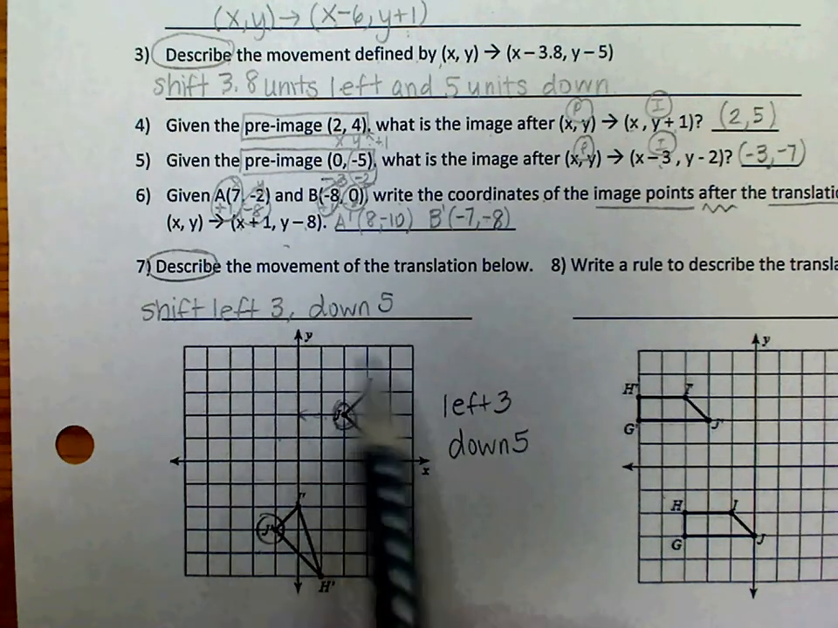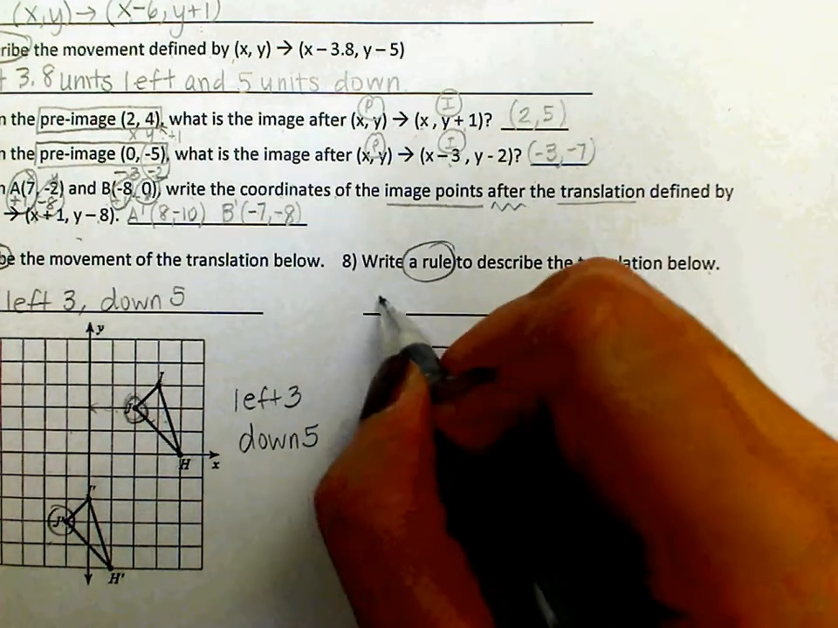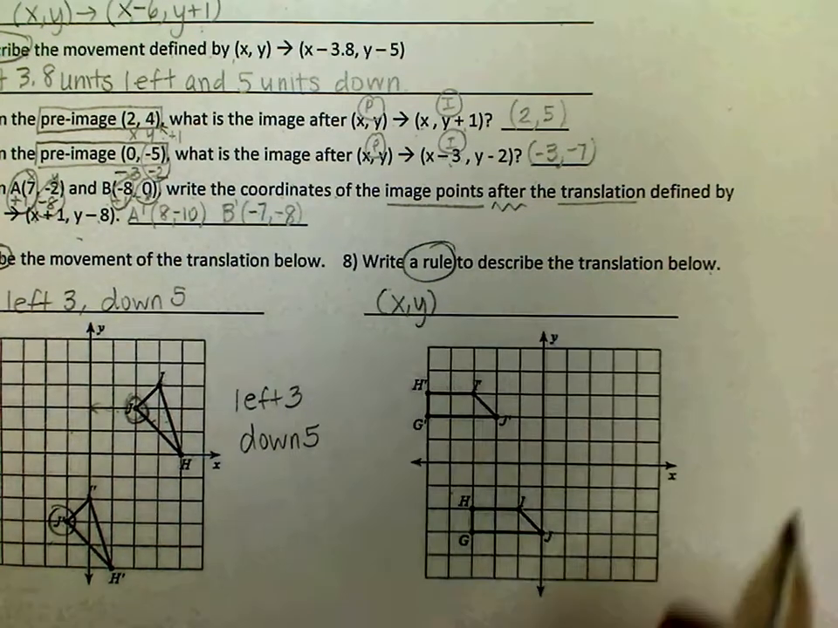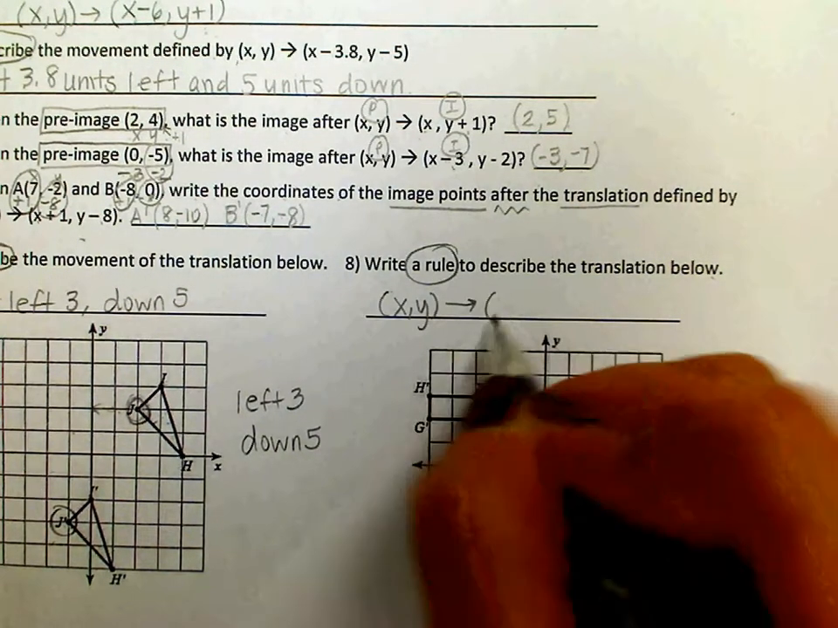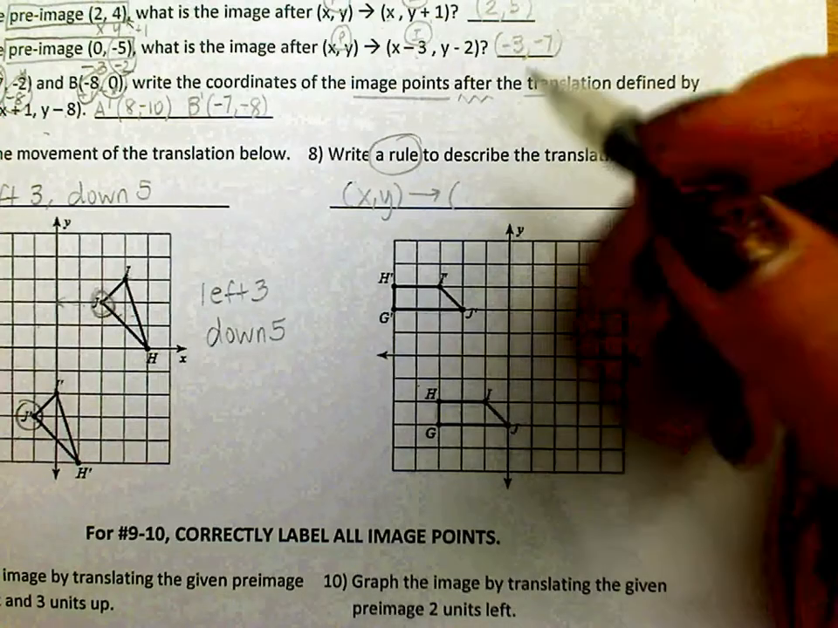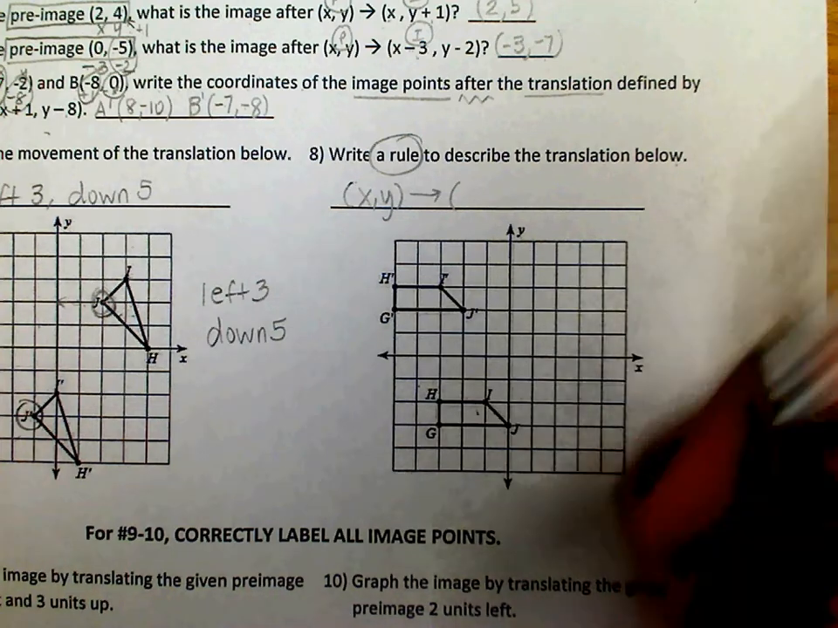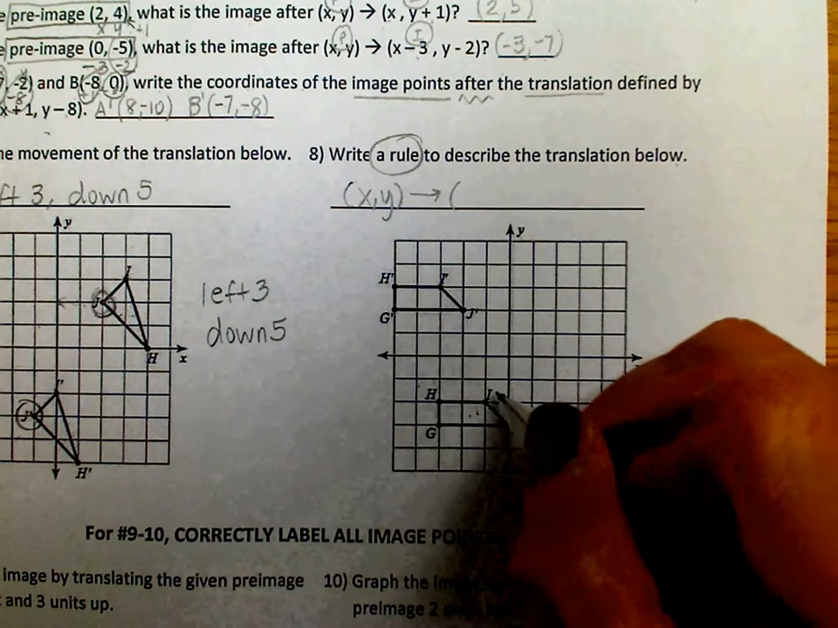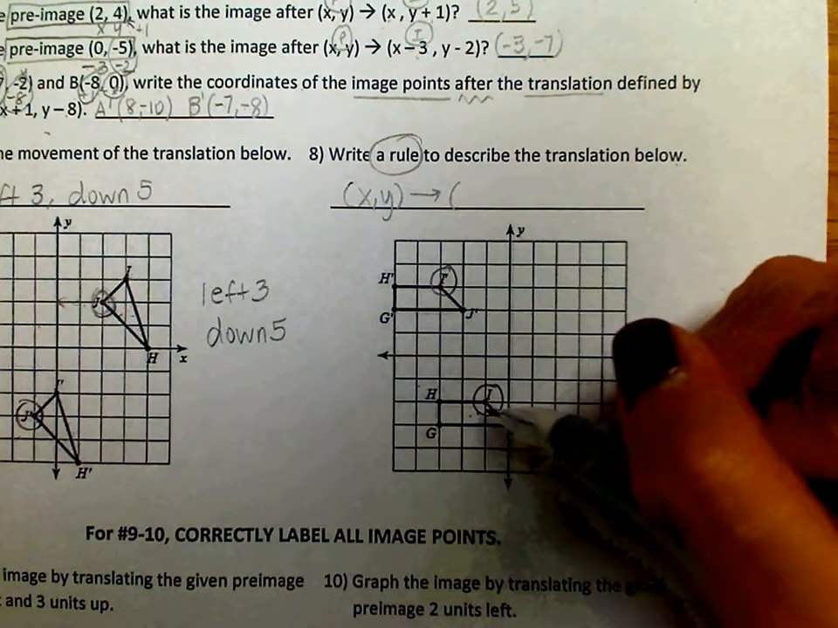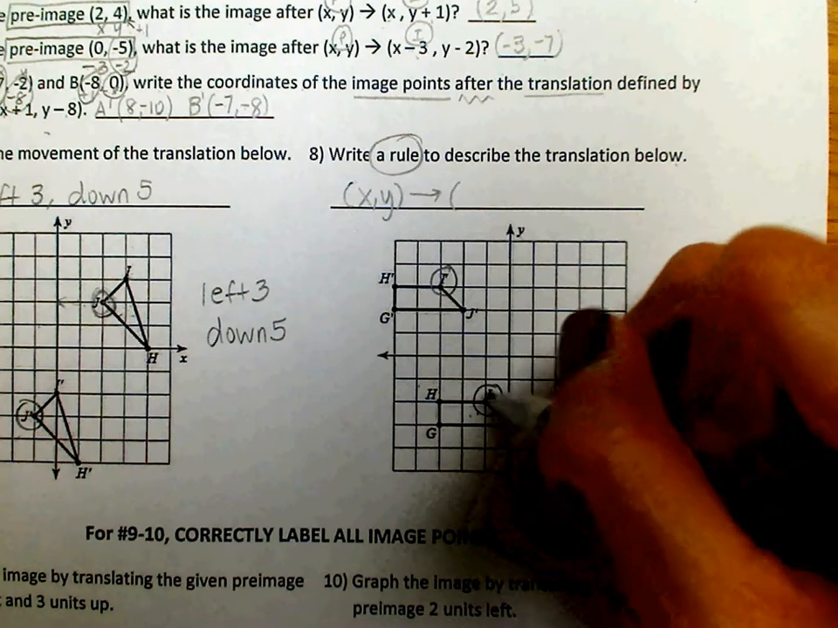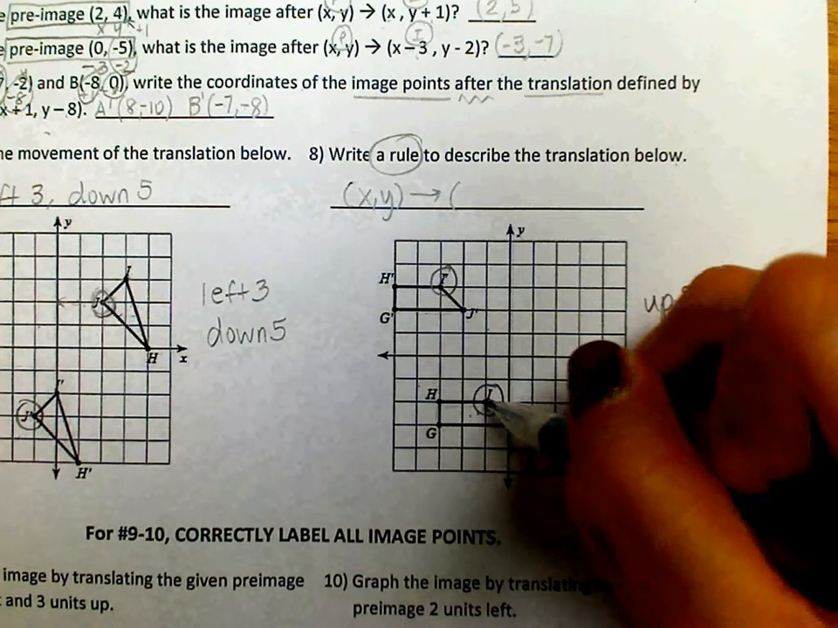Number 8, write a rule to describe the translation below. So then this is what you should write. Okay, you start off with parentheses, x, comma, y, parentheses, and then arrow, and parentheses. Now let's take a look what's going on here, the movement. Looks like it's a pre-image here, and it went up and to the left. So now again, pick 2 points. I'll try I this time. I is my beginning, I prime is my end. So how do I get there? If I go up 1, 2, 3, 4, 5, I went up 5. Let's try that again. 1, 2, 3, 4, 5, and then left 2, 1, 2.